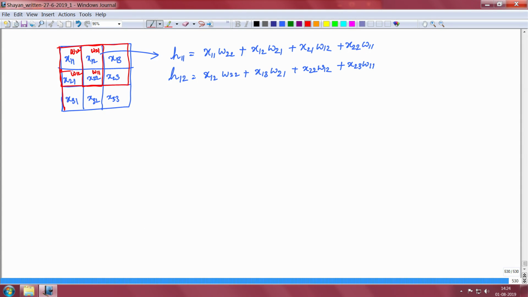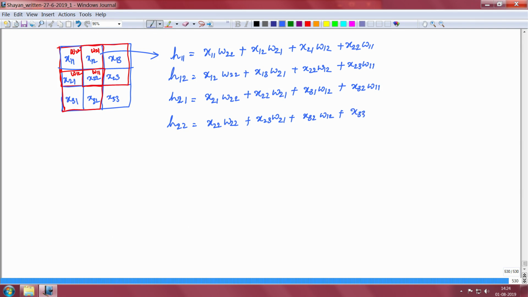And similarly when the filter is placed here, I get H21 as X21 W22, X22 W21, X31 W12, X32 W11, and finally I get H22 as X22 W22, X23 W21, X32 W12, X33 W11.